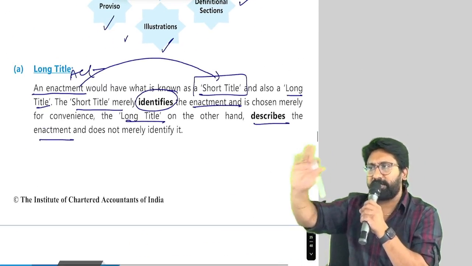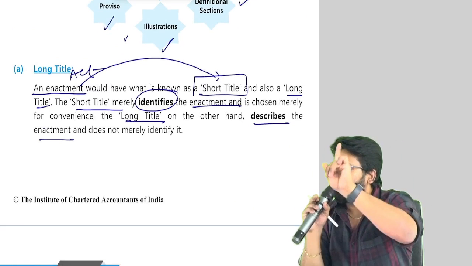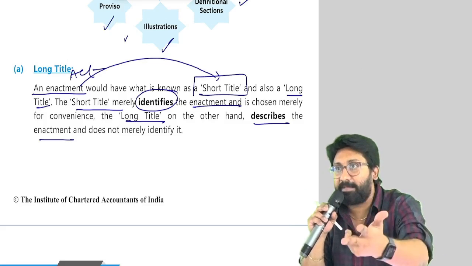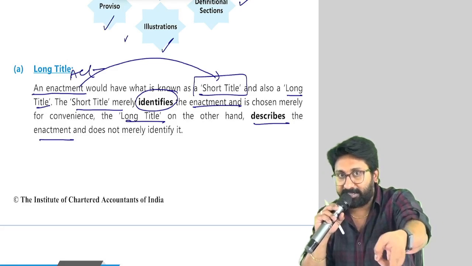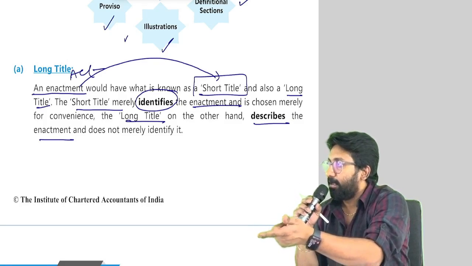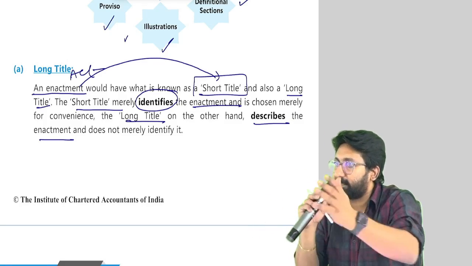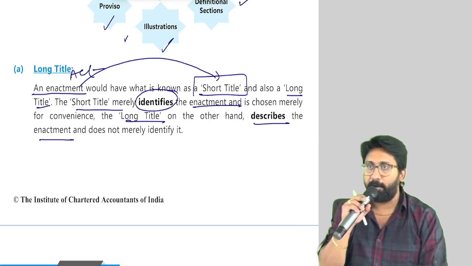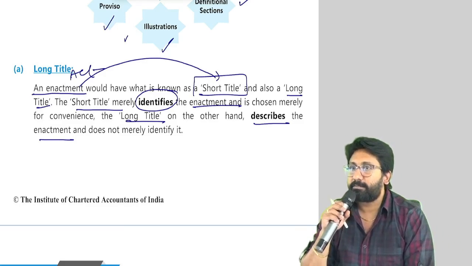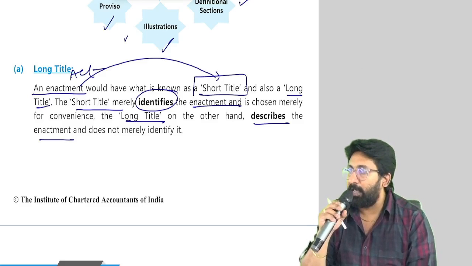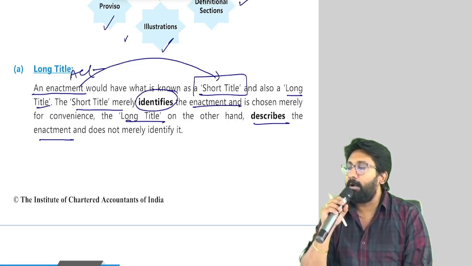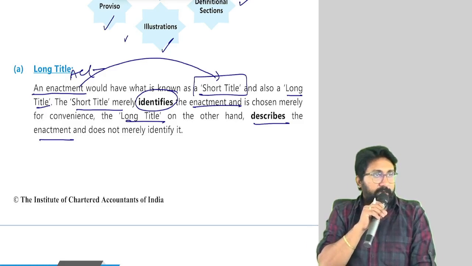I will ask you three questions. Answer and write. Short title will just identify the act. Long title will describe the act. Now, in today's scenario, long title is called a preamble. What does it specify? Object, scope and purpose of the act. Over. Right on. Point number 1. Name of the act is called the short title.